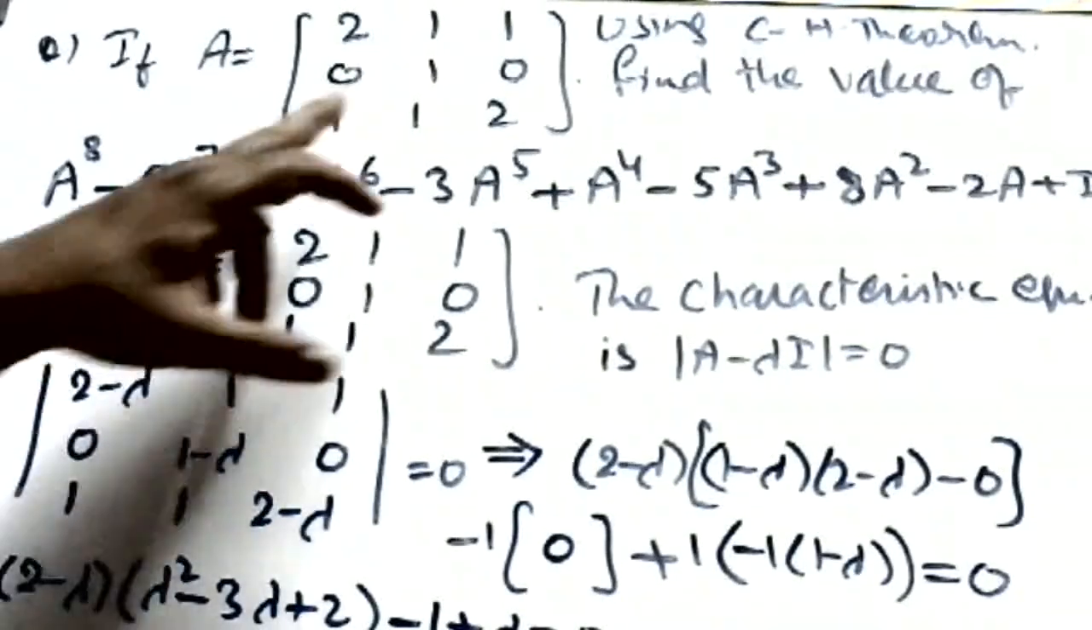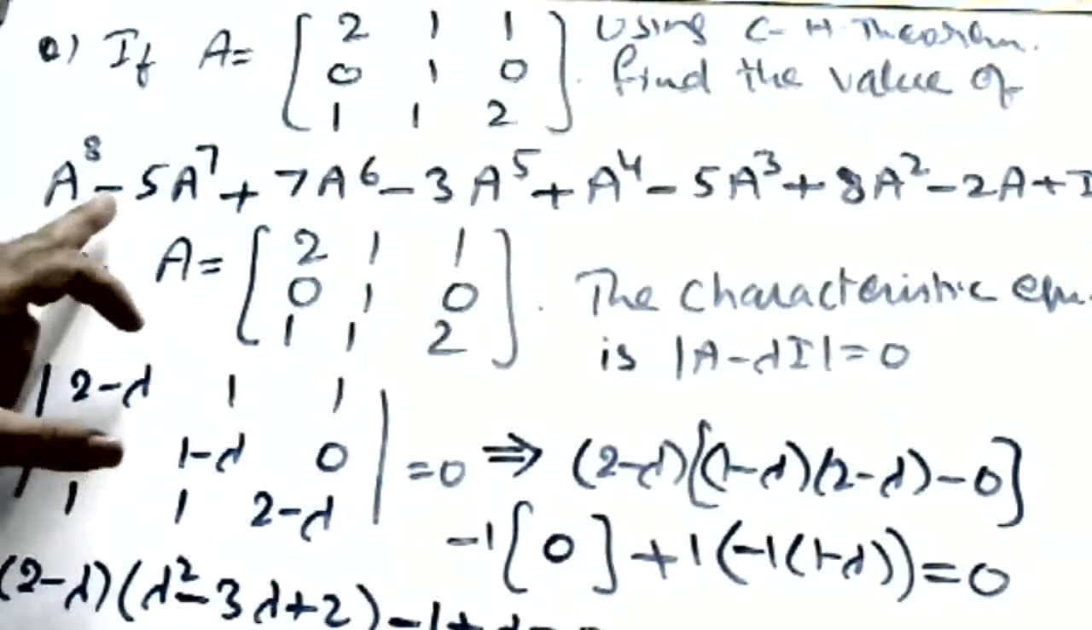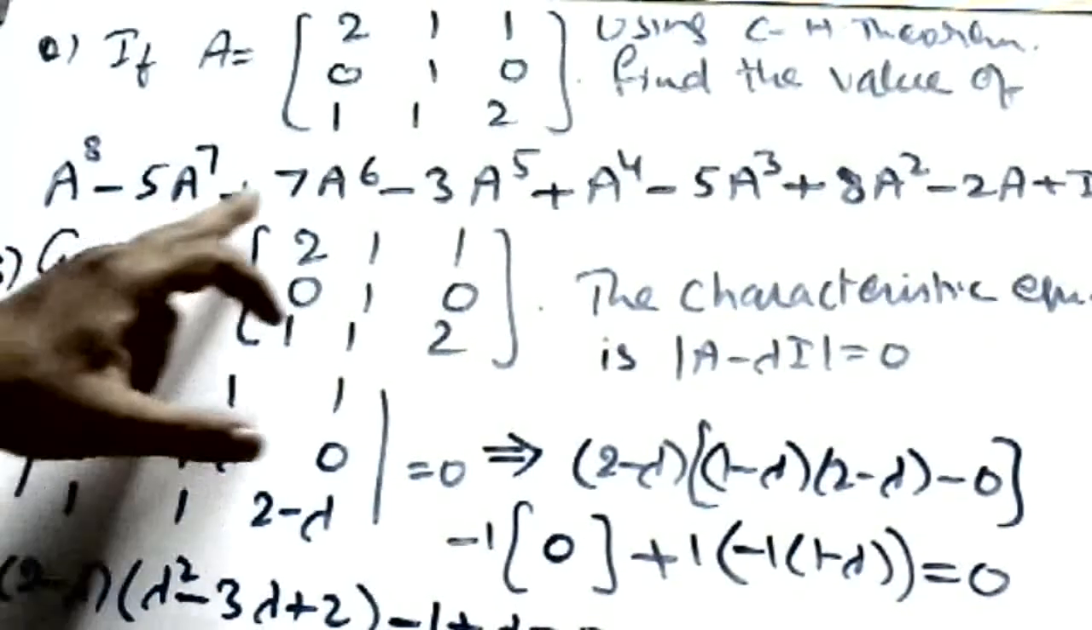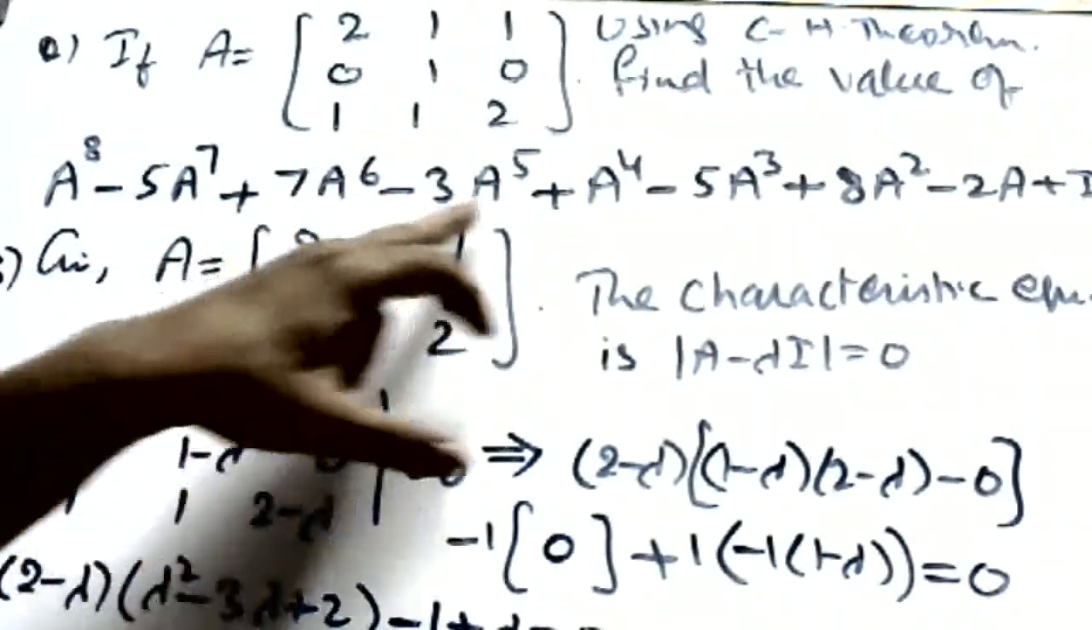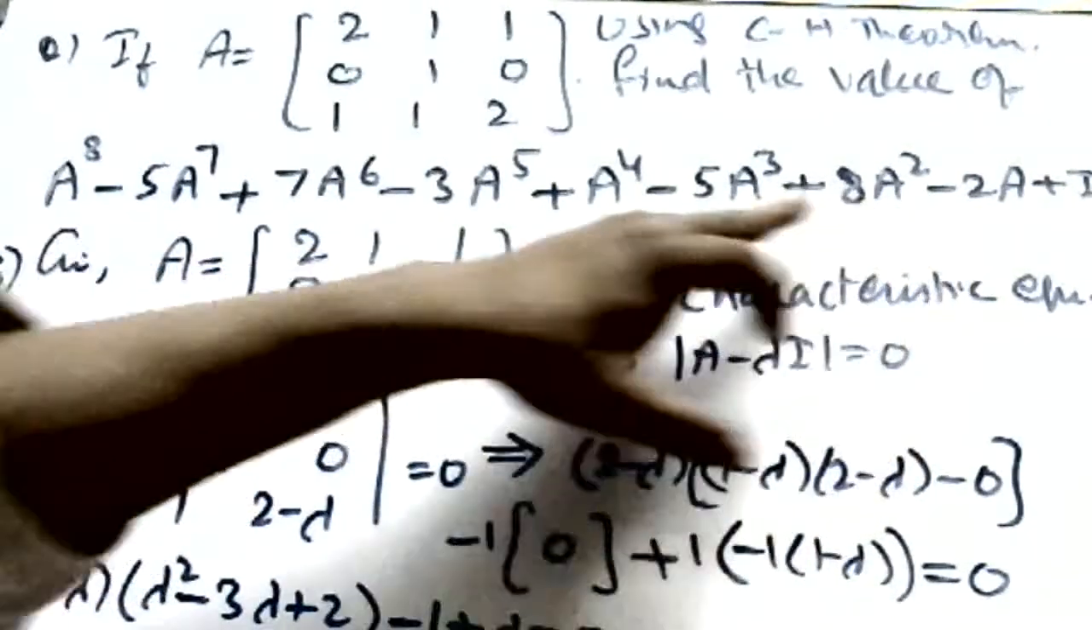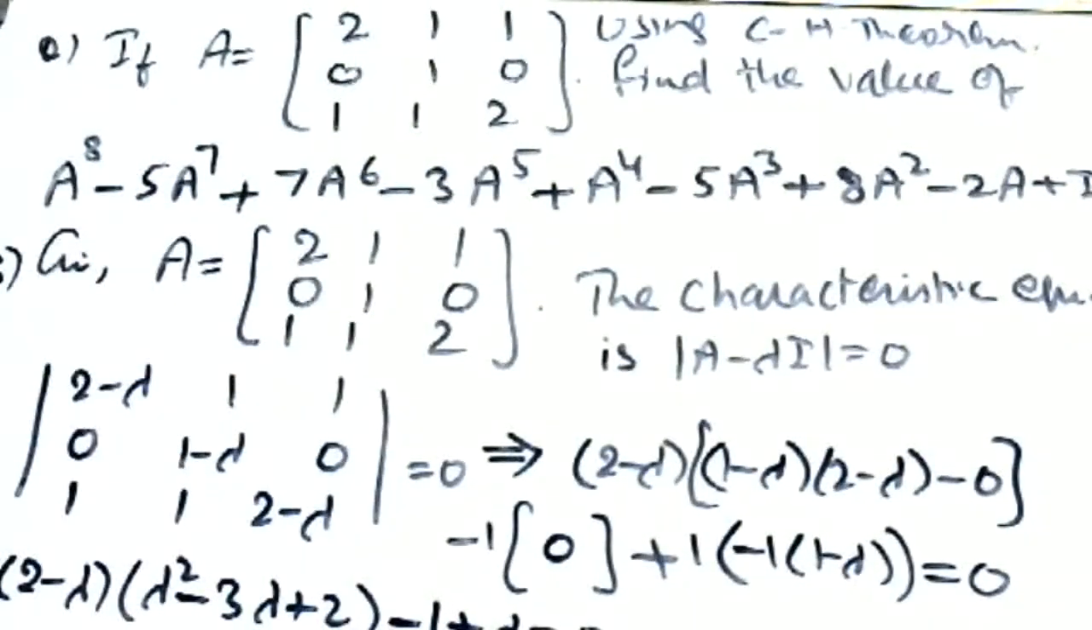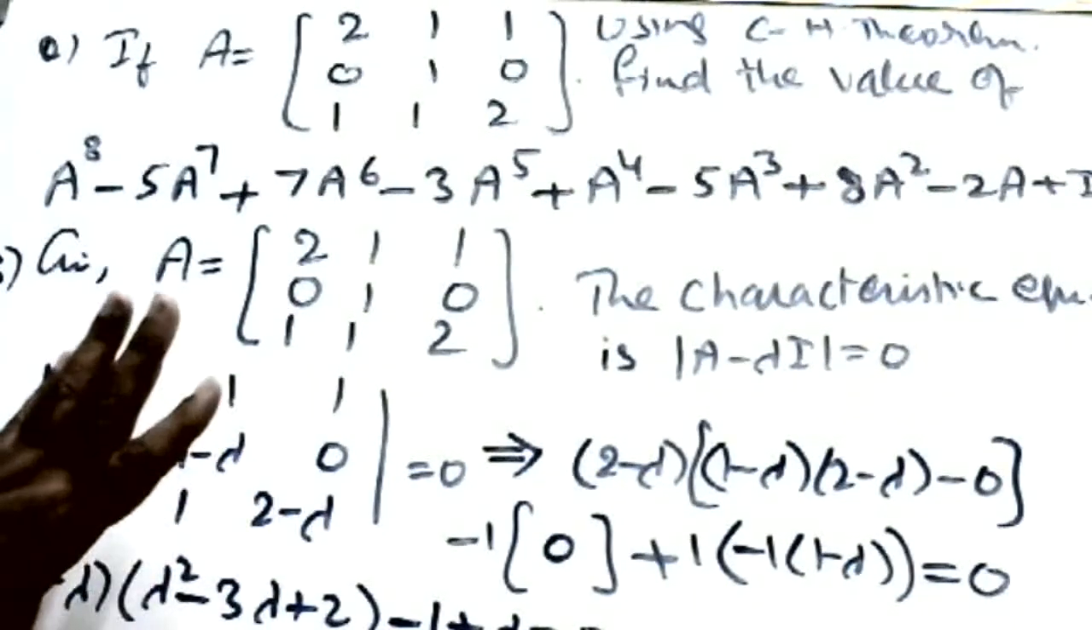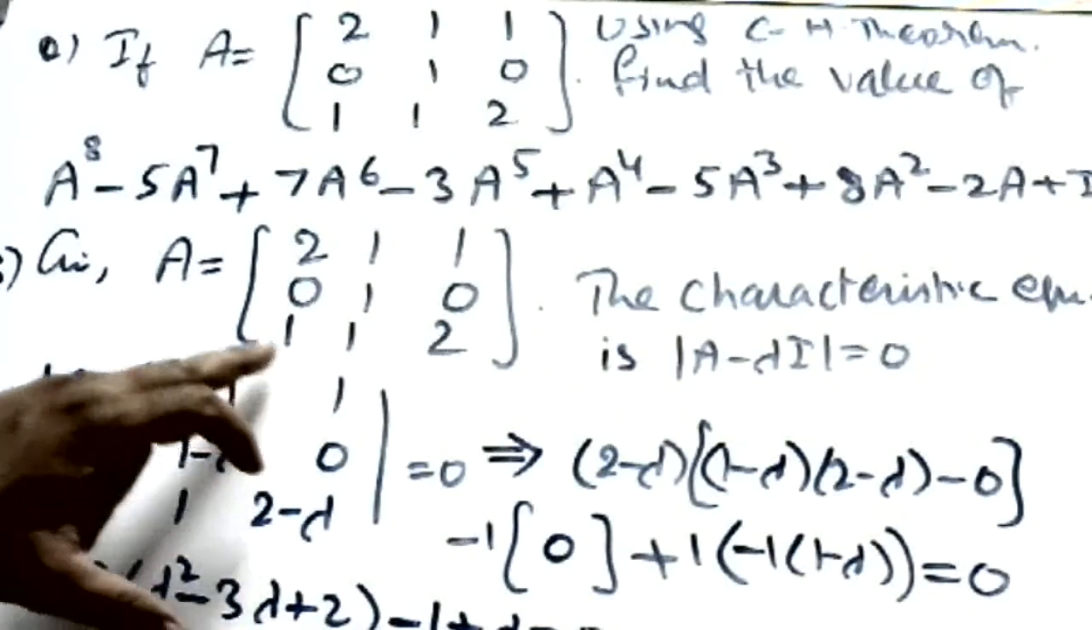Now see here the next question. If A equals this value, using the Cayley-Hamilton theorem, find the value of A power 8 minus 5A power 7 plus 7A power 6, whatever. So we have to find the value of this using the Cayley-Hamilton theorem. I wrote few steps to reduce the time of the video. If we write every step, the time will be so lengthy.